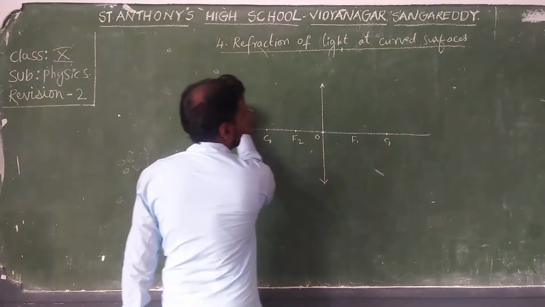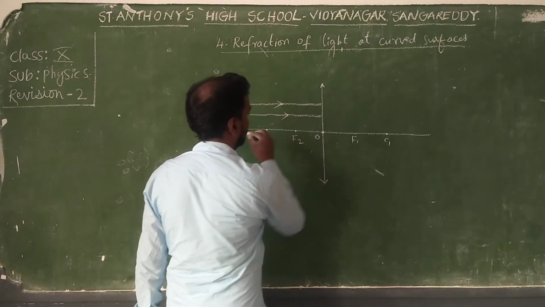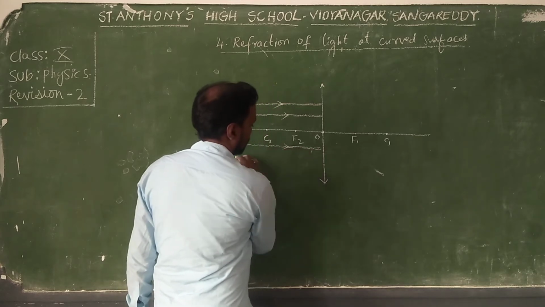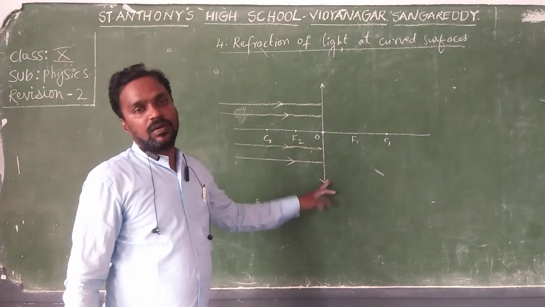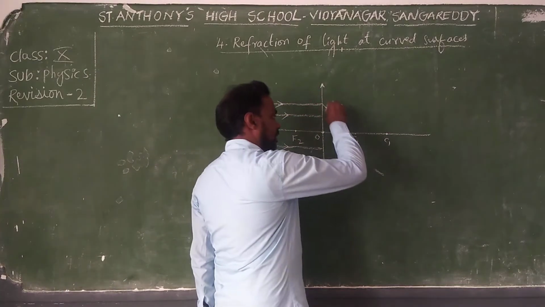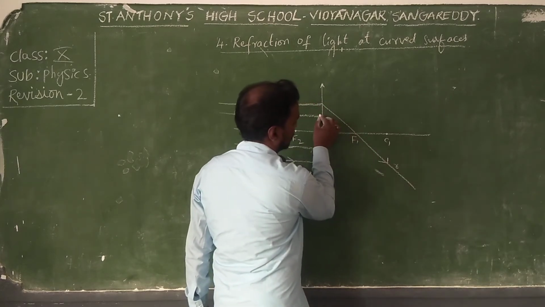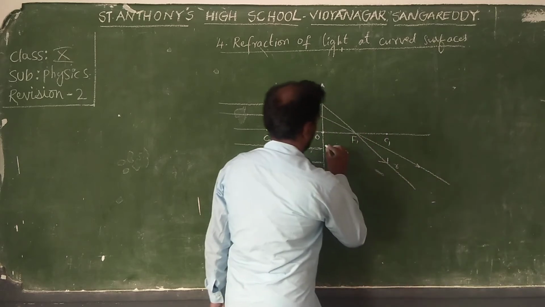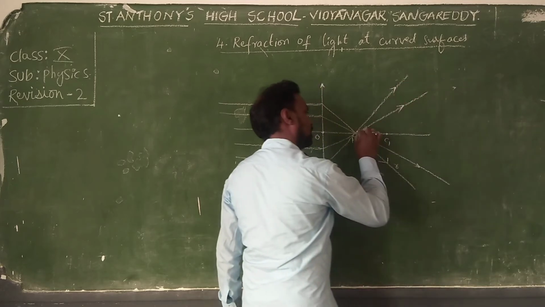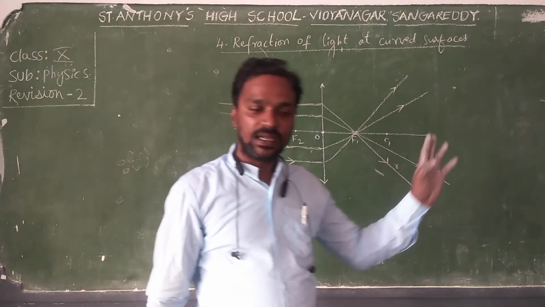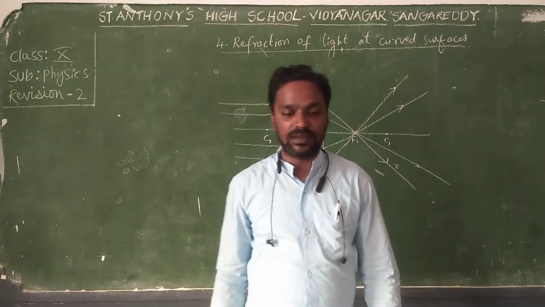Now light rays are coming this way. Example: 1, 2, 3 light rays, and this is the 4th. After traveling through a refractive medium, they will bend. They come and bend like this, and they go like this. Now all of them are meeting at one point. That's why this lens is called a convergent lens, or converging lens.